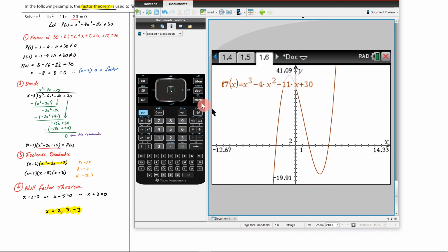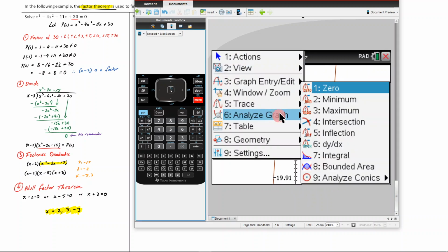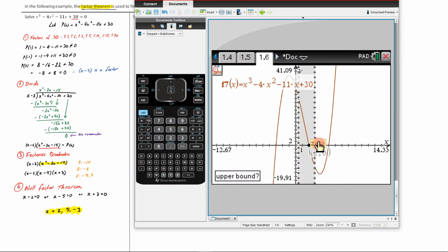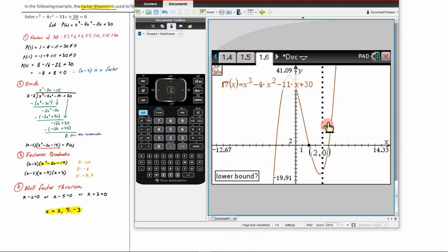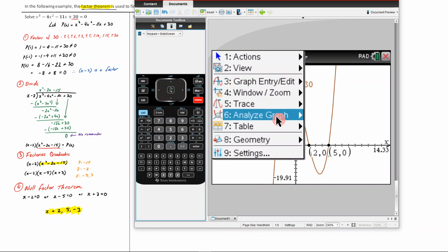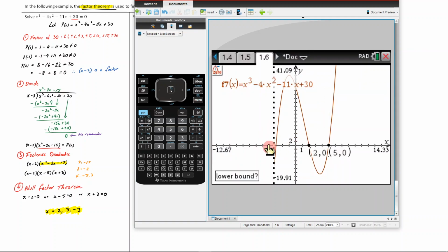And I can assure you that if we were to find our x-intercepts here, analyze graph, let's just find one of them. Look, we got 2 and we found 2 there. So that means the one to the right of this one should be 5. And would you look at that? We got 5. And that means this one over here should be -3. And if we were to check that out, we would get -3. Hooray. So we did it. That's using the CAS.